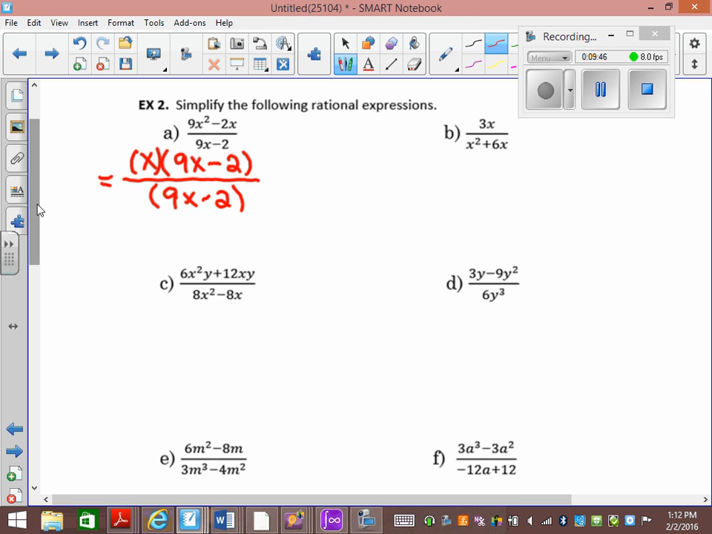Now, this usually makes people extremely excited because they see something matching and they want to cross it off. But before we cross it off, what do we have to do? State NPVs. So we take what's in the bottom, once it's simplified, and we go off the side and we say 9x minus 2 can't equal 0, just like we did yesterday. So we have NPVs.